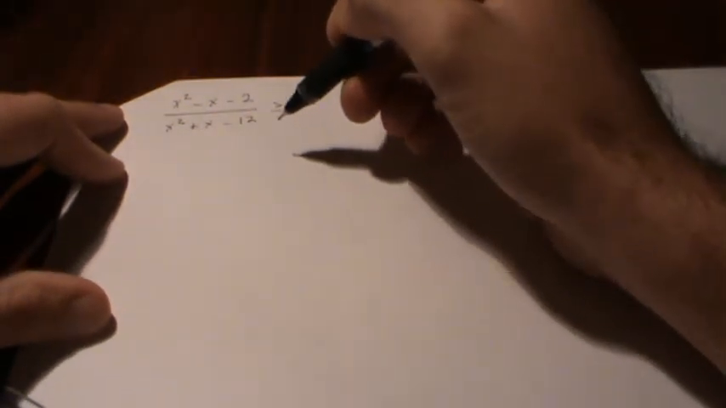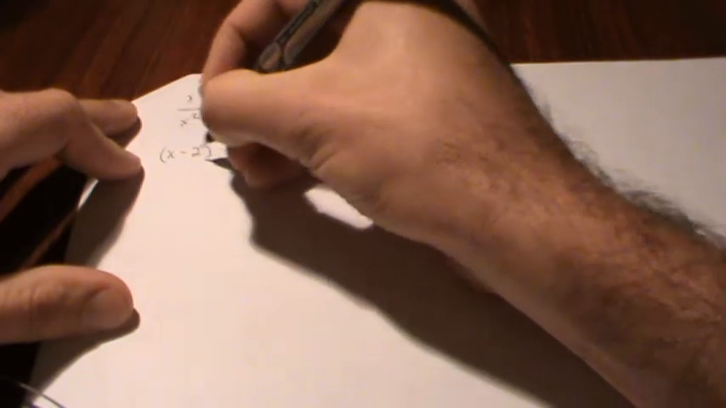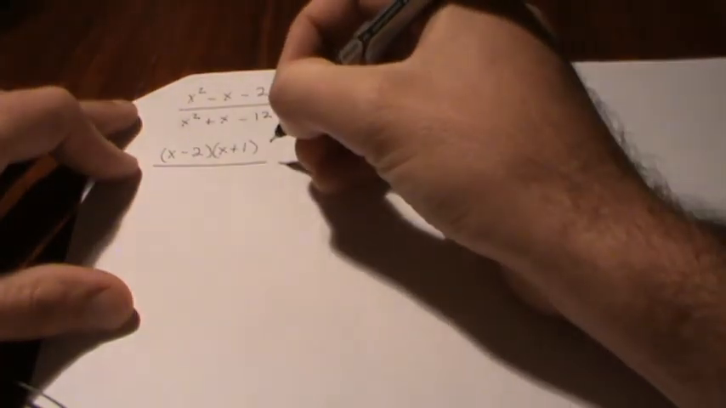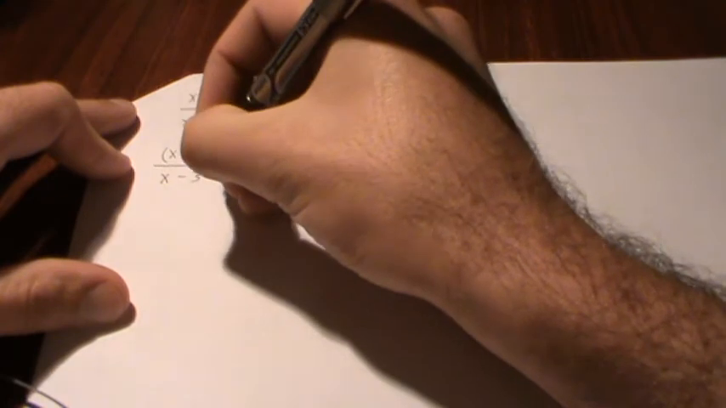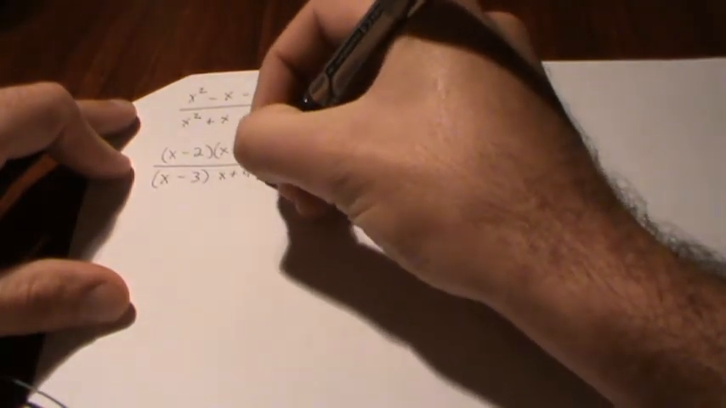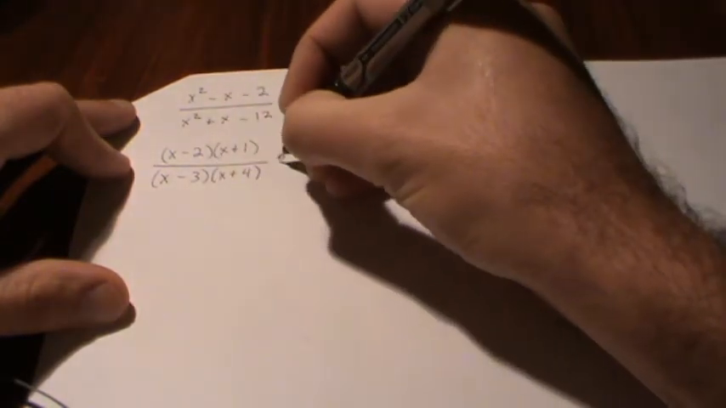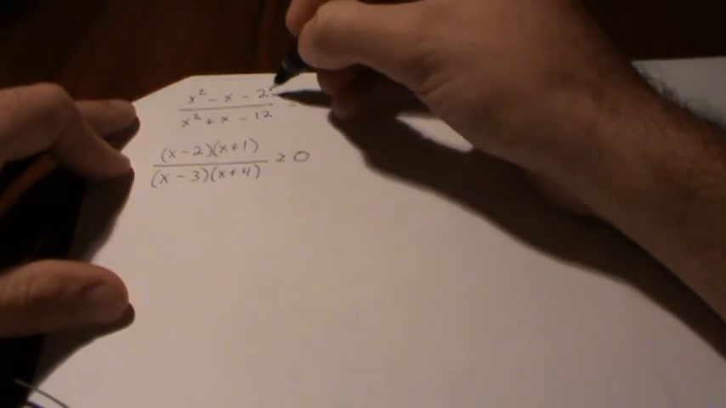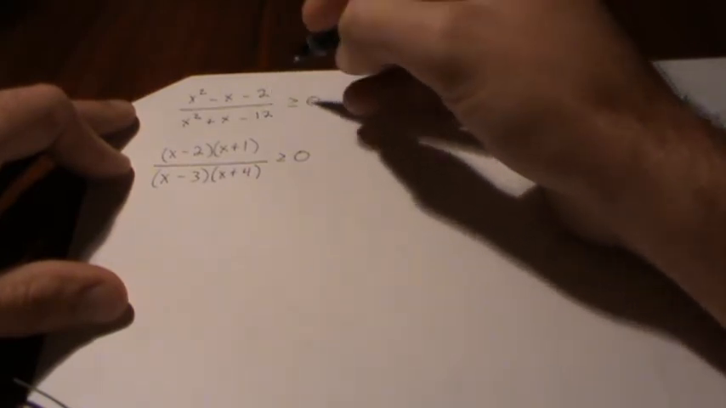If I factor the numerator, it's going to be x minus 2 and x plus 1. If I factor the denominator, it's going to be x minus 3 and x plus 4. It's less than or equal to 0. You'll have to practice factoring these again.